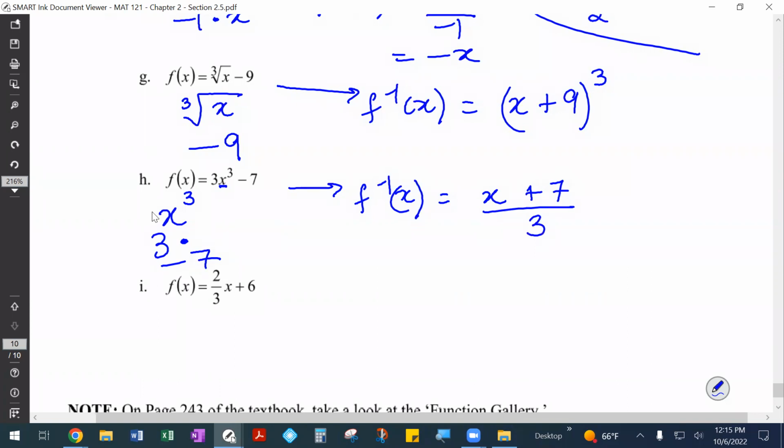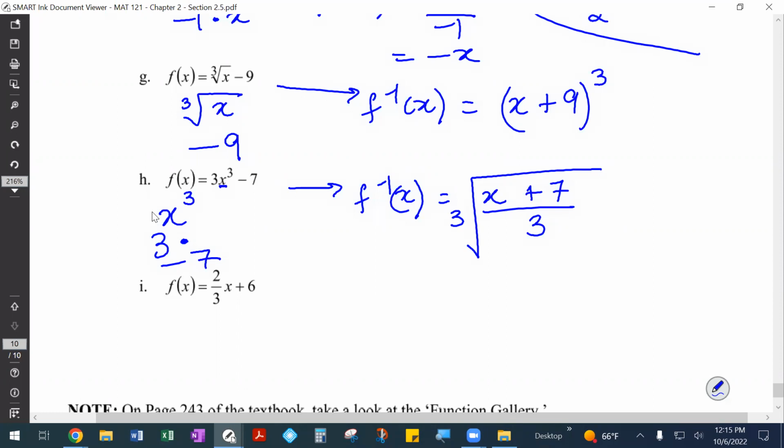And then this one seemed to be the one where I saw most of you leaving the third power as the third power. But if you have a cube, its opposite operation is cube root, and you put the cube root on the entire fraction. Okay, so just be careful about that part.